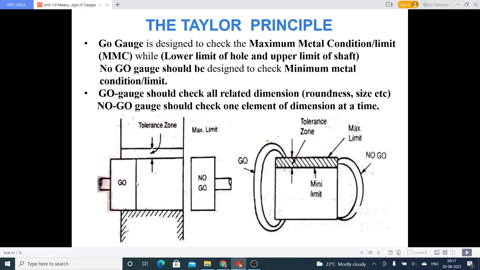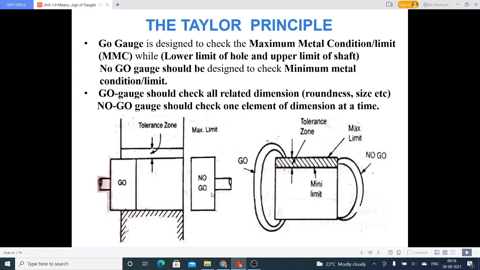So the go gauge is used to check the maximum metal condition. Maximum metal condition means, here, this dimension is the lower limit of the hole. In this case, the material left in the hole is more, so it is called the maximum metal condition, or it is also used to check the lower limit. This is the lower limit of the hole and this is the upper limit. So this go gauge is checking the lower limit of the hole.